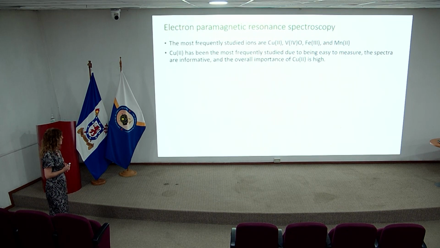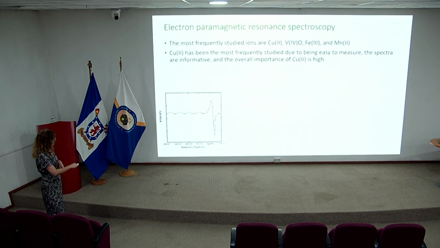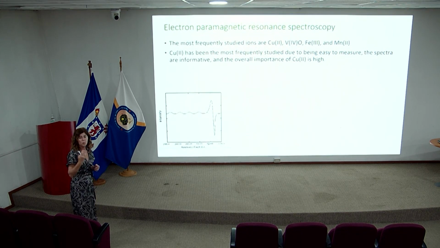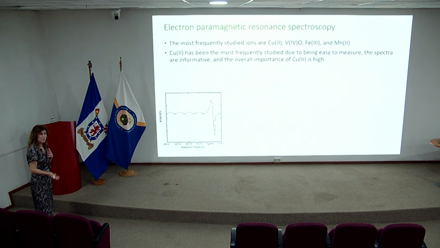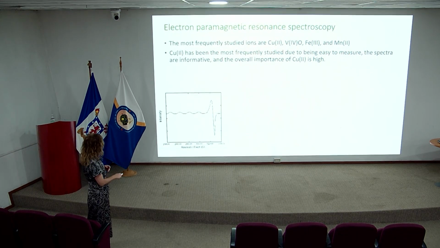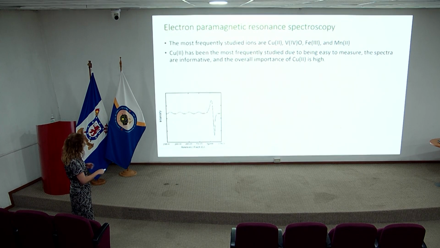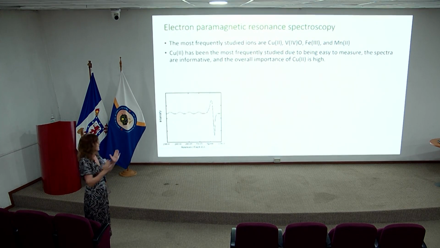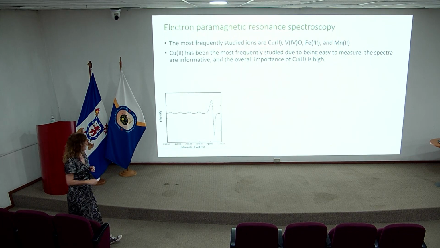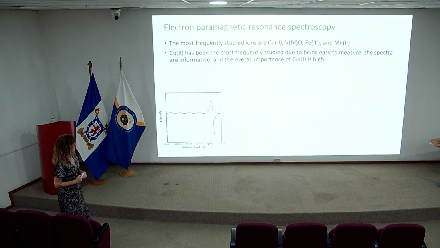This is an EPR spectrum of a copper species, and I say that it is informative because we have here the splitting into 4 lines, which is related with the magnetic moment of the nuclei. And so different ligands will impose different separations of these 4 lines. This spectrum is measured at low temperature, okay?